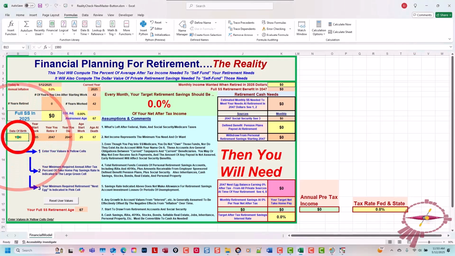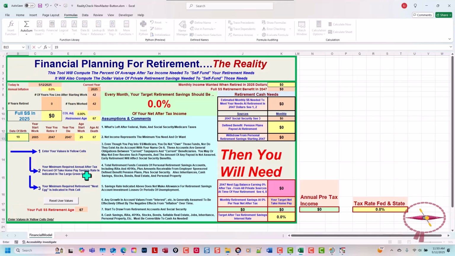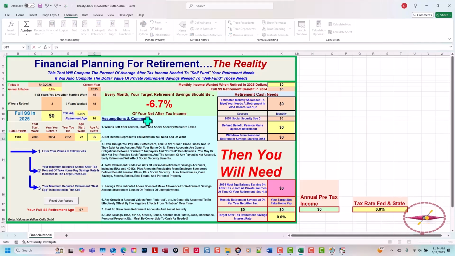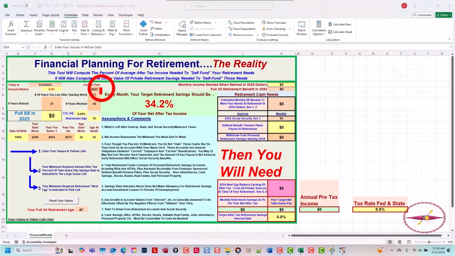We'll set the date of birth to 1984. We'll set our age when we begin work at 22. We'll set our retirement age at 70. And we'll set our age at death at 95. Note that the spreadsheet has computed that we need to save 34.2% of our net after-tax income for every year that we work in order to meet any retirement goal we set.